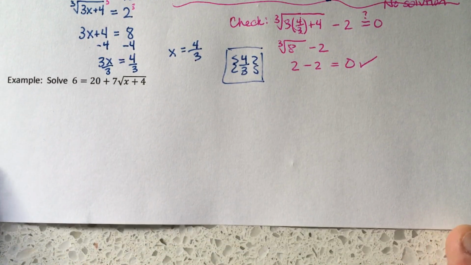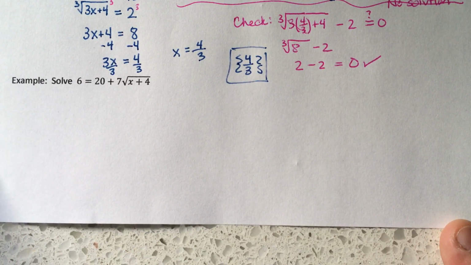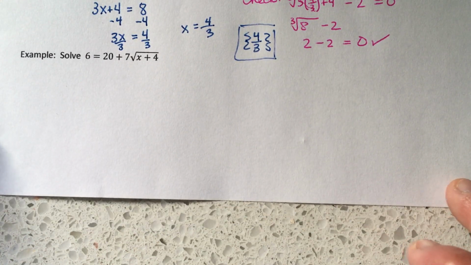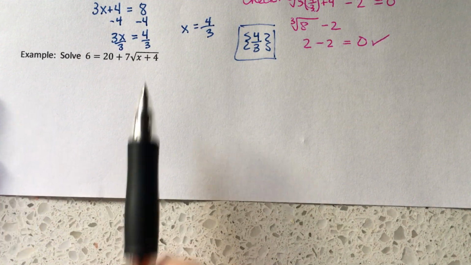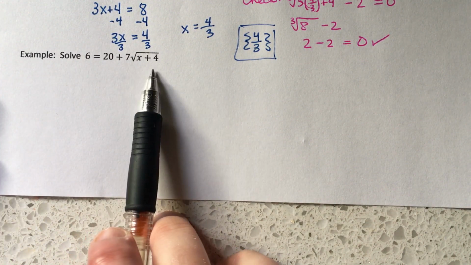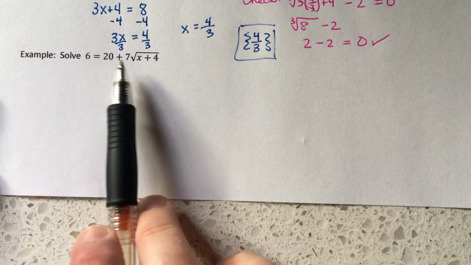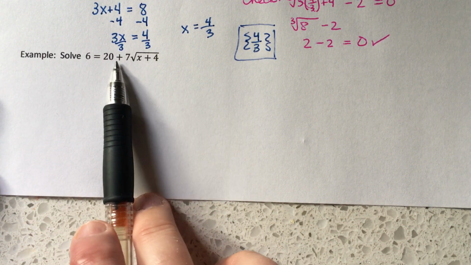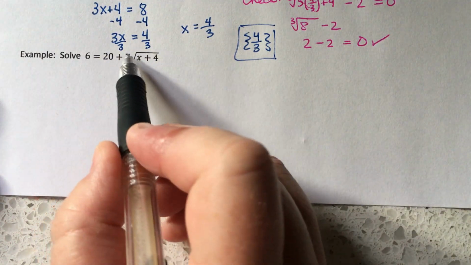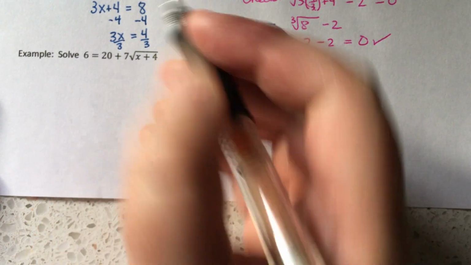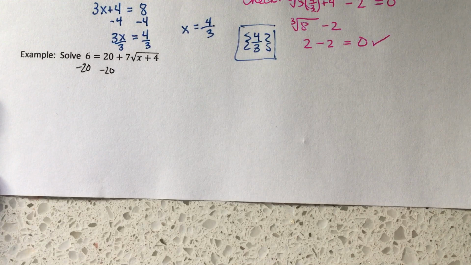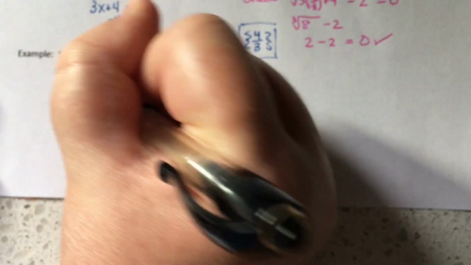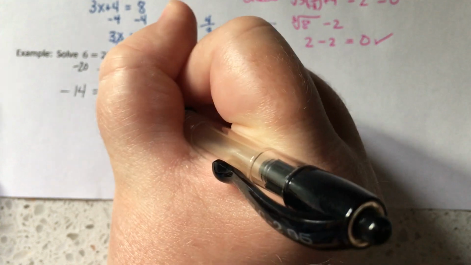All right, let's do one more, and then we'll take a break. In the next video, we'll do some more complicated ones. Not that these aren't complicated enough, but they get a little bit harder. But this one, what's different is that it takes us a couple steps to get the square root alone. So remember, the goal is we have to get that radical by itself. So we have to decide, which do I undo first, the 20 or the 7? Order of operations says that this multiplication is really tied here, and the plus 20 is what we can undo first. So I'm going to subtract 20 from both sides. That gives me negative 14 equals 7 times the square root of x plus 4.